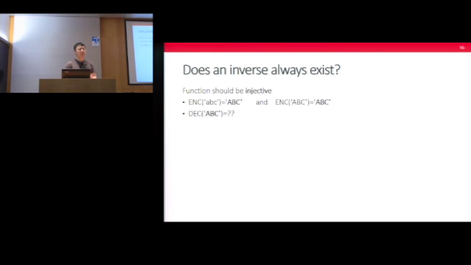If the function of a program encoder is not injective, for example, in this example, the encoder will encode ABC and capital ABC to capital ABC, and in this case, we can't decide what the decoder outputs when it reads capital ABC.